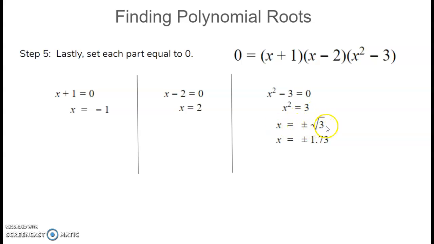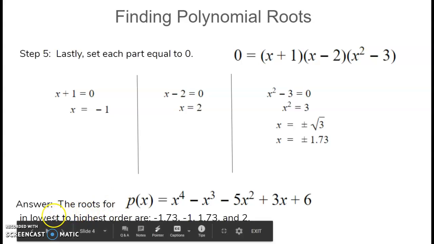Typically, you would leave your answer like this, but because we're dealing with Schoology and the square root and all of that's kind of hard to type, we're going to go ahead and round today. We're going to round to the hundredths here, so 2 decimal places. So x equals plus or minus 1.73. Also in Schoology, I'm going to ask you to list all of the factors. So we have 4 of them here.